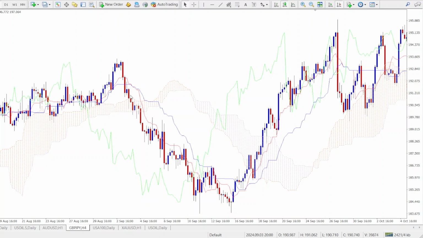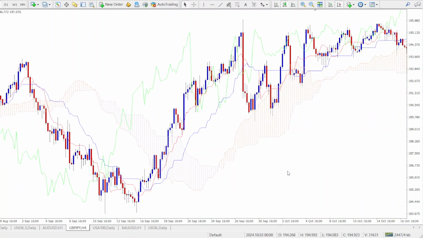So when you have the Tenkan-sen cross below the Kijun-sen, it's a bearish signal. And when you have the Tenkan-sen cross above the Kijun-sen, it is a bullish signal. All right. Now that we know how the Ichimoku cloud works, let us talk about its practical use in Forex trading. The first is trend identification.